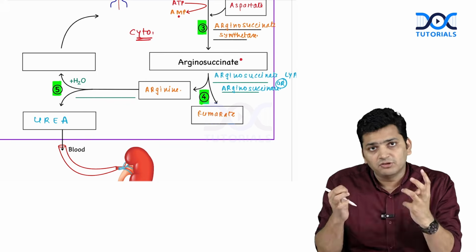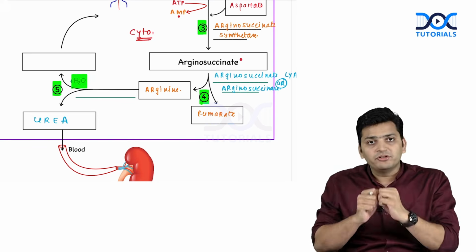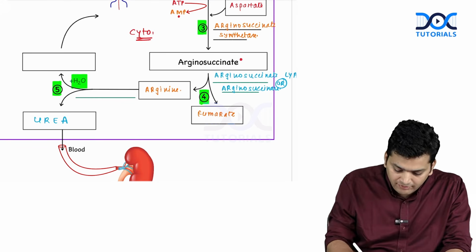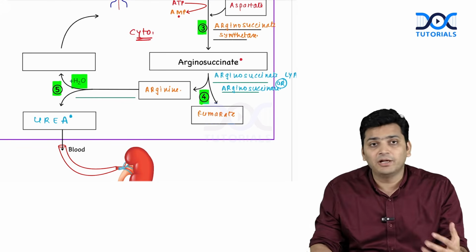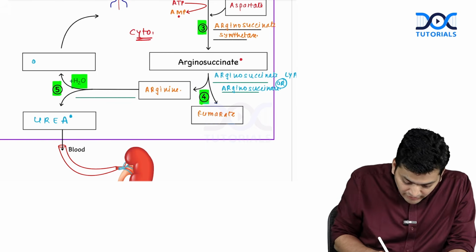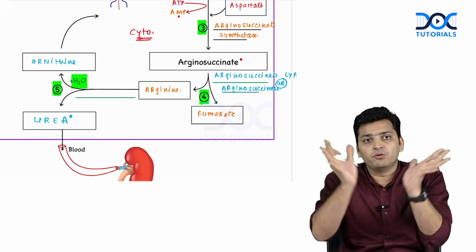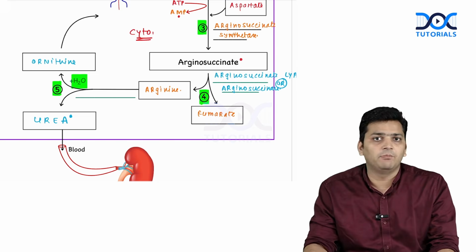Then this arginine is going to further split into two small molecules. It's going to further undergo a lysis reaction but with the help of water. And now it is going to split into two. One is your dream molecule that we were waiting for the last 40 minutes or so, that is urea, and one more molecule that will be generated, ornithine. So arginine is going to split into these two molecules with the help of water.